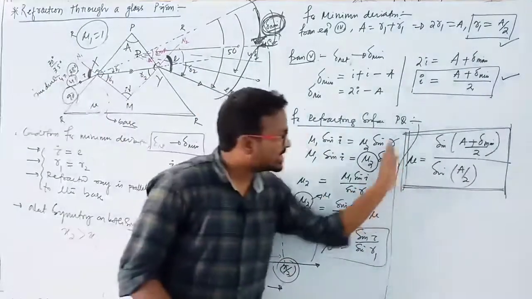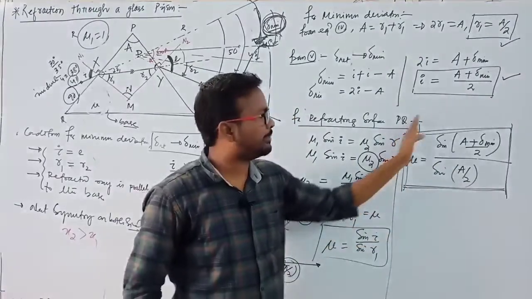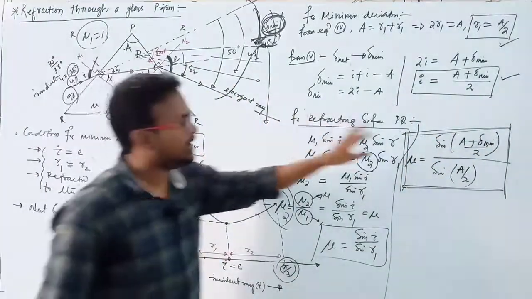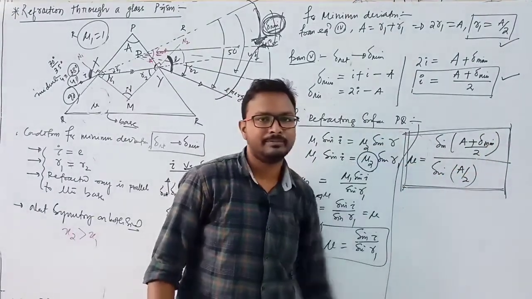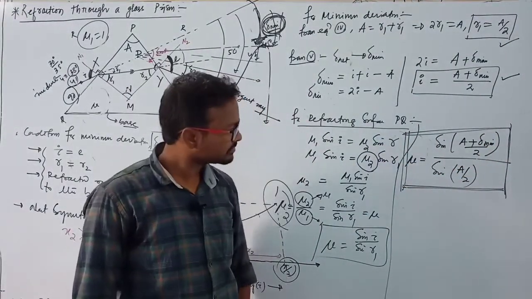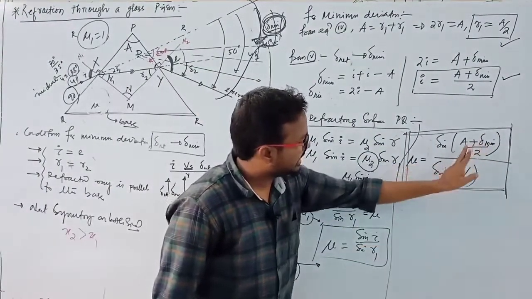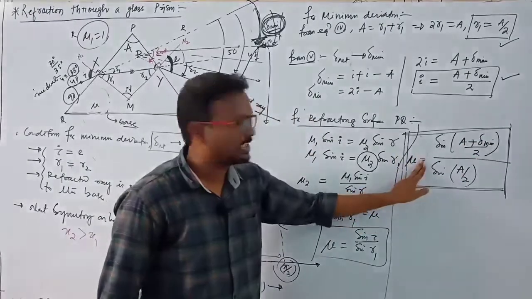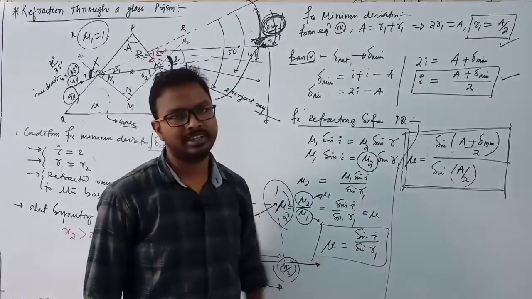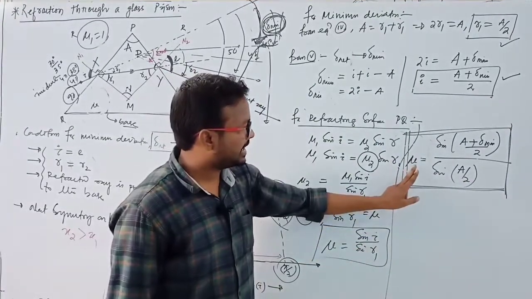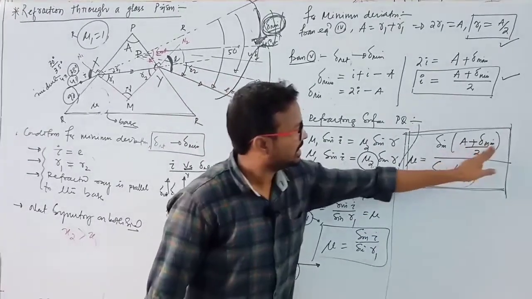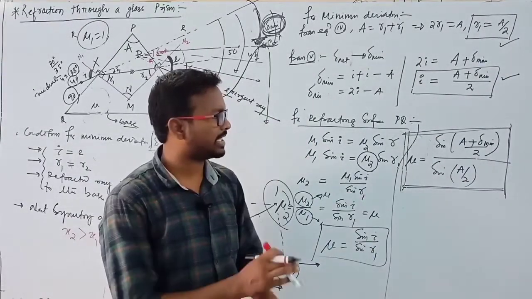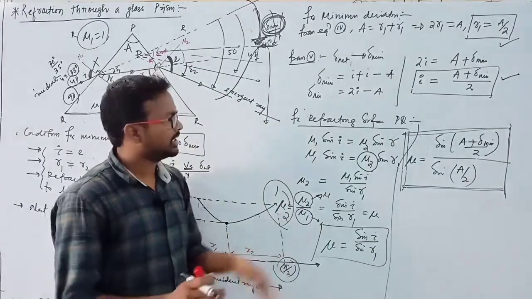And by using this formula, you will solve different types of numericals based on this prism or based on minimum angle of deviation. Clear? If the angle of incidence and minimum deviation are given, then you can calculate the refractive index of that prism, or if the refractive index and angle of prism are given, then you can calculate minimum deviation. In this way you can solve different types of numericals based on this prism.